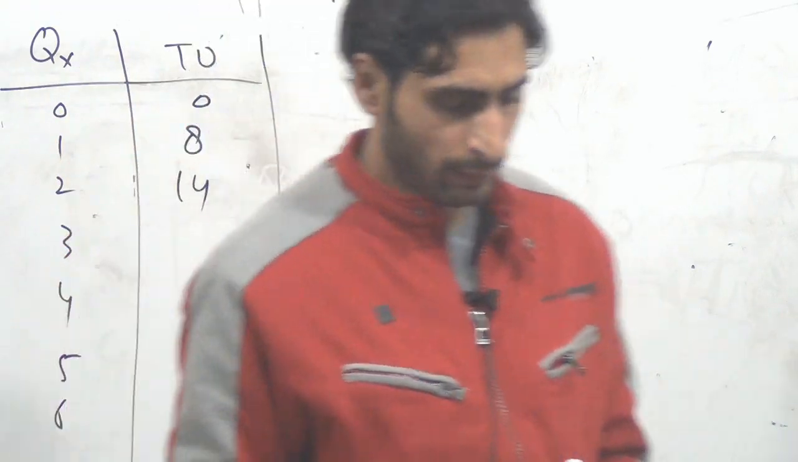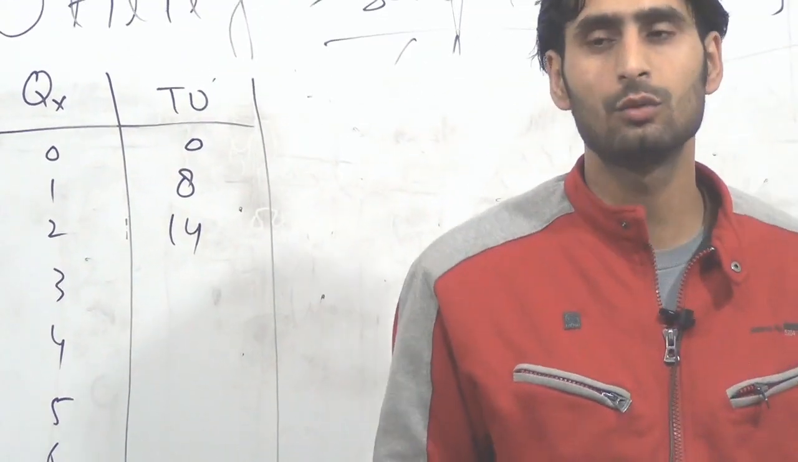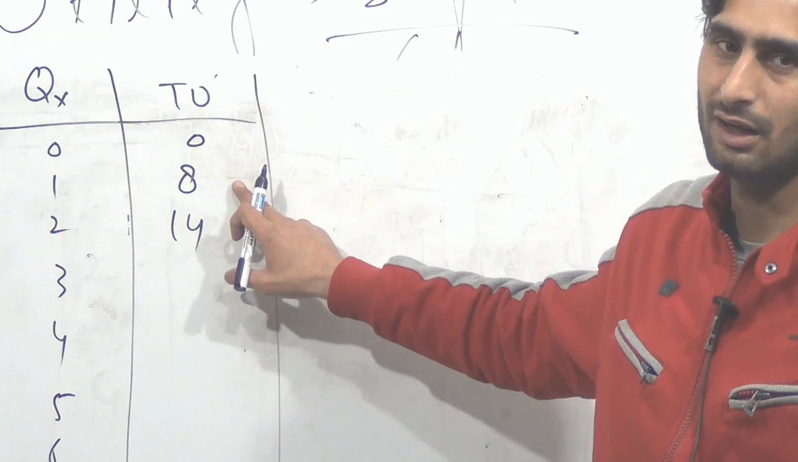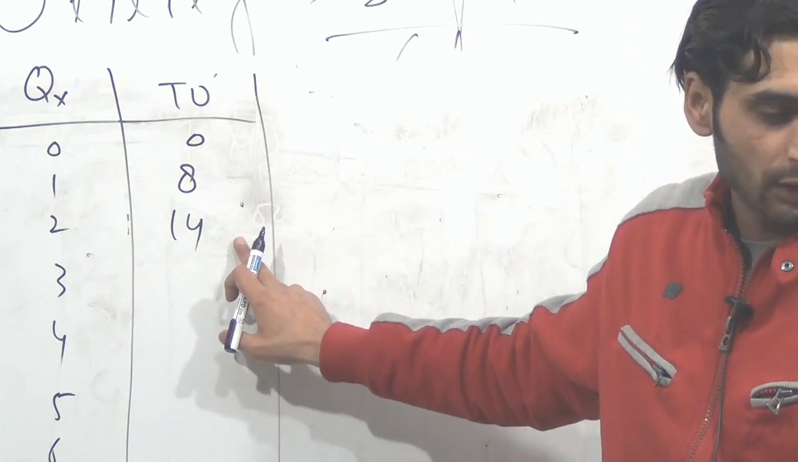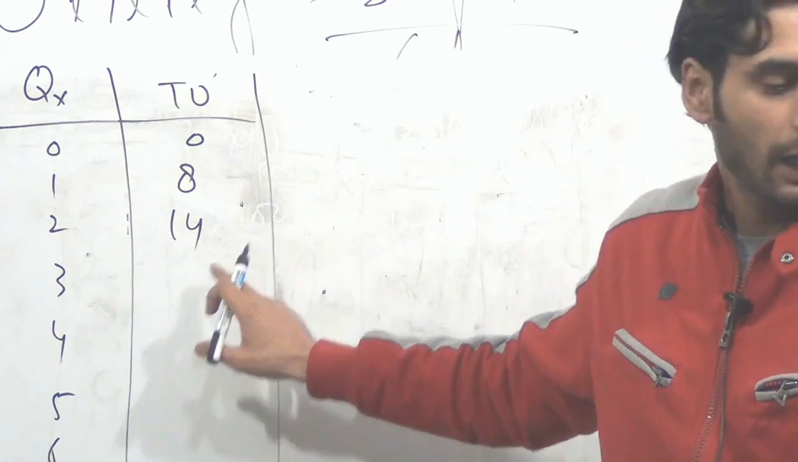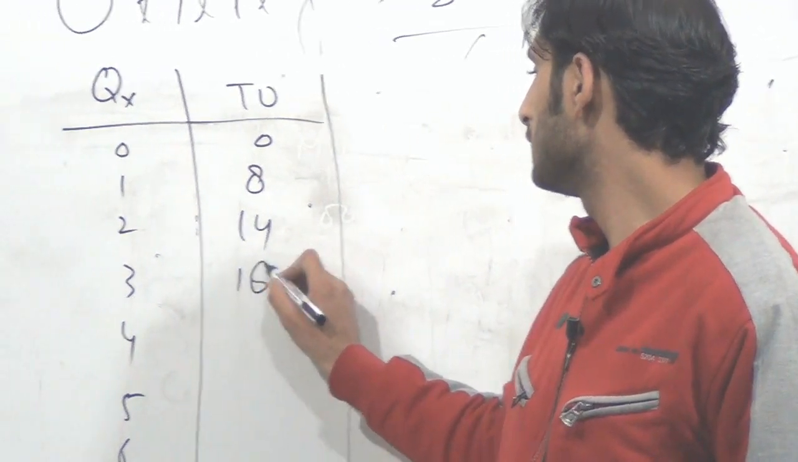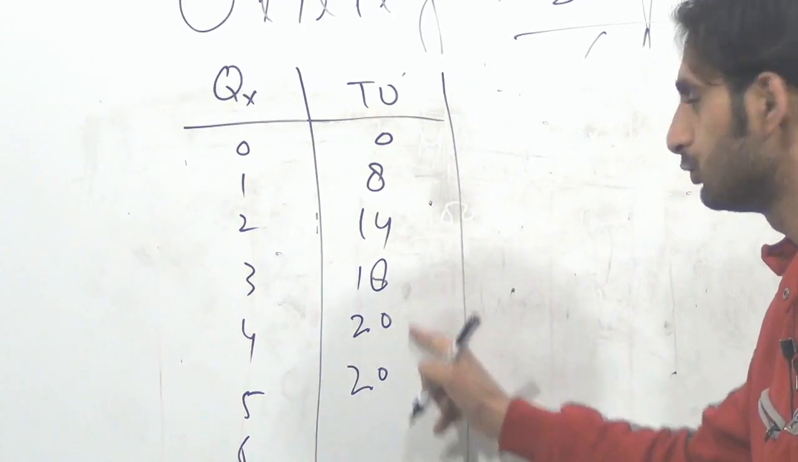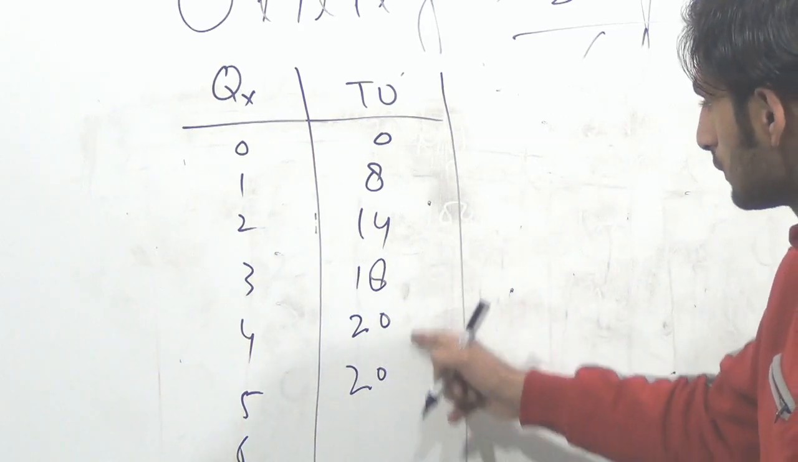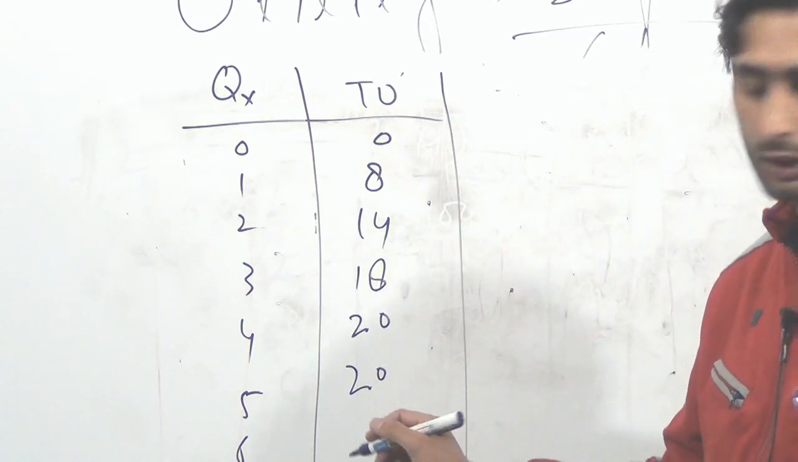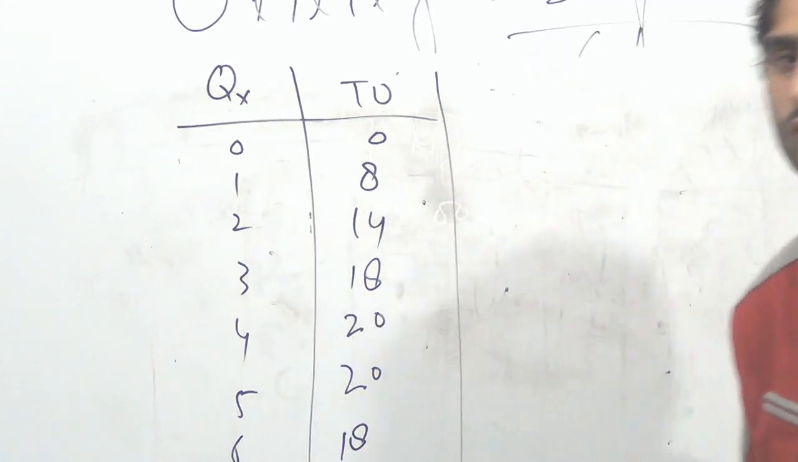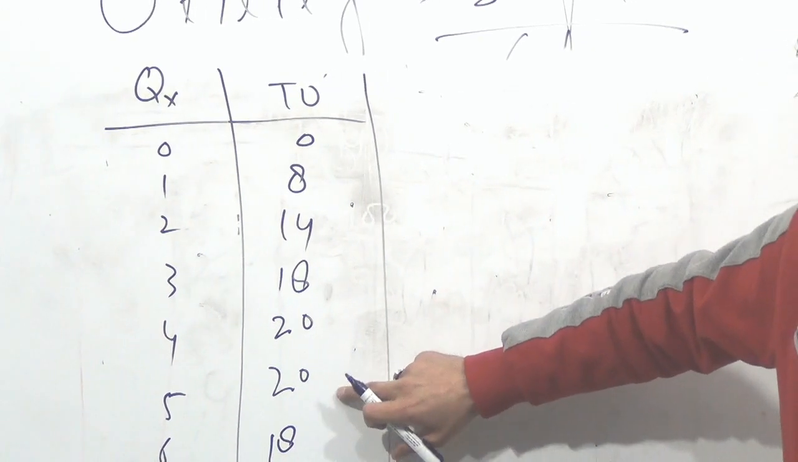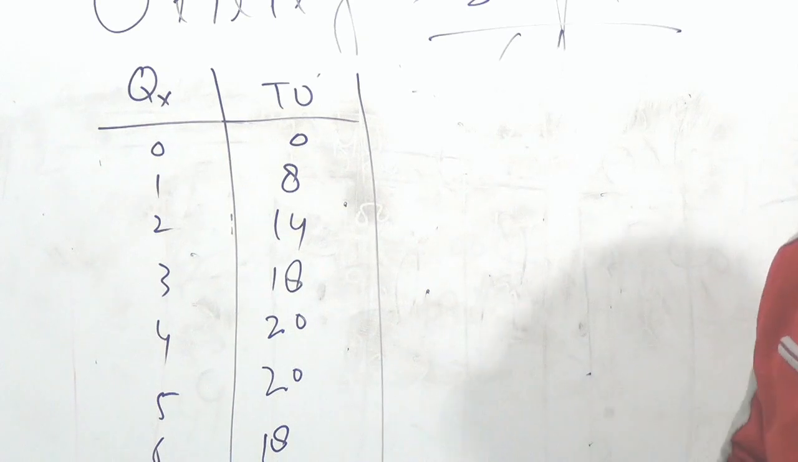I'll be taking some hypothetical data again in order to make you understand how this will increase. Say from 0 to 8 there are 8 units. From 8 to 14, there are around 6 units. I'll be increasing my consumption to 18, say 20, say again 20. This is very important. You must understand this portion here. And from 20, it will come to 18. What I said? Total utility is increasing. Total utility is maximum here. And total utility is declining. Let me show it.